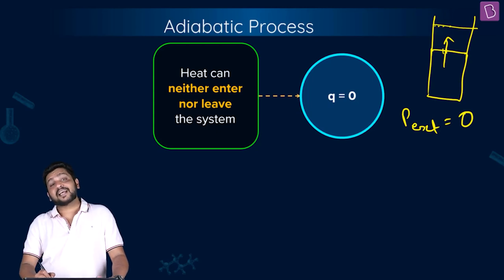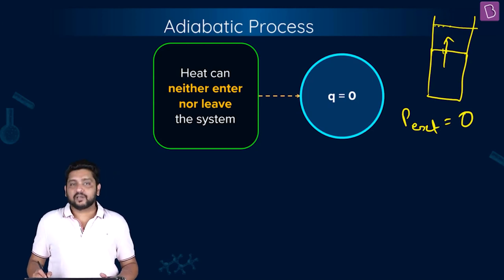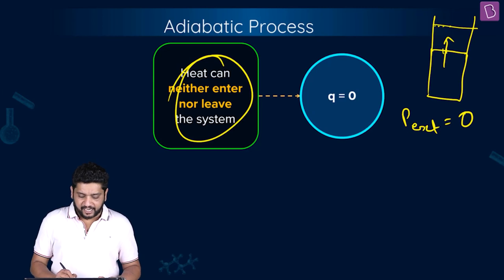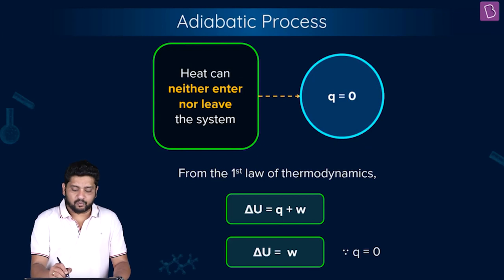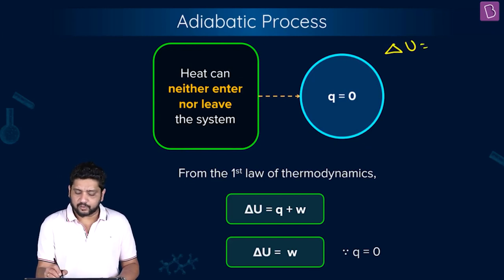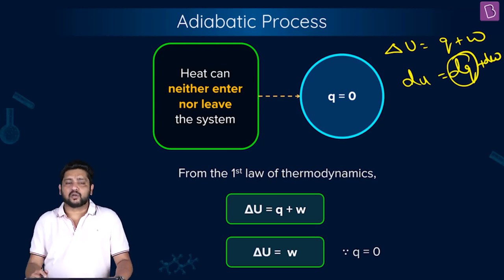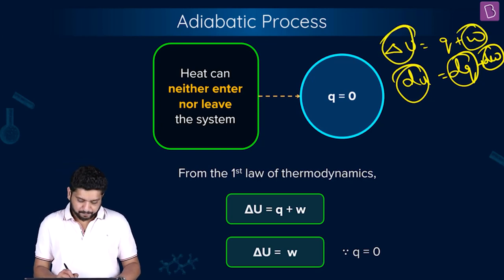And if this process is happening adiabatically, that is, no heat is gained or lost by the system, then we call it adiabatic free expansion, right? So what is adiabatic? Heat can neither enter nor leave the system, and because Q is equal to 0, from the first law, what do we know? Delta U is equal to Q plus W, or dU in terms of small changes, dU equals dQ plus dW. So your dQ is 0 in your adiabatic process, so dU will be equal to dW, or delta U will be equal to the work done in the process.